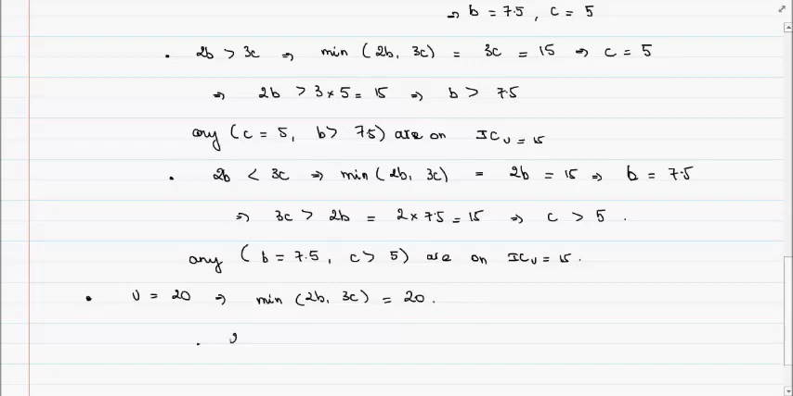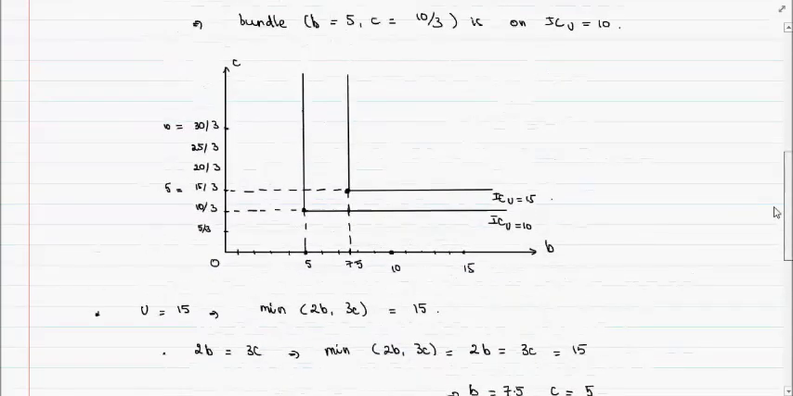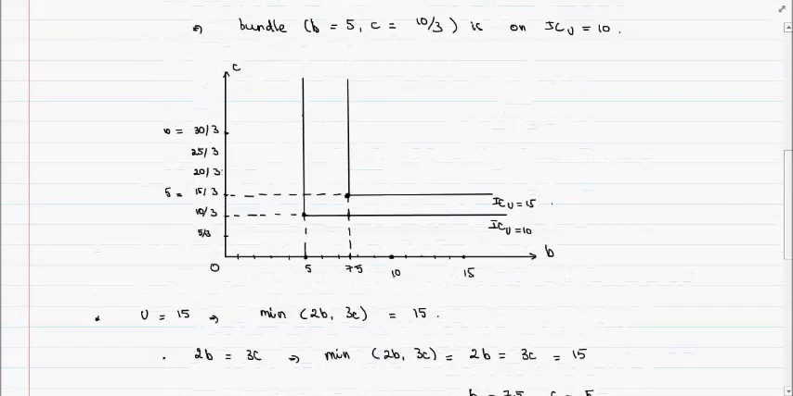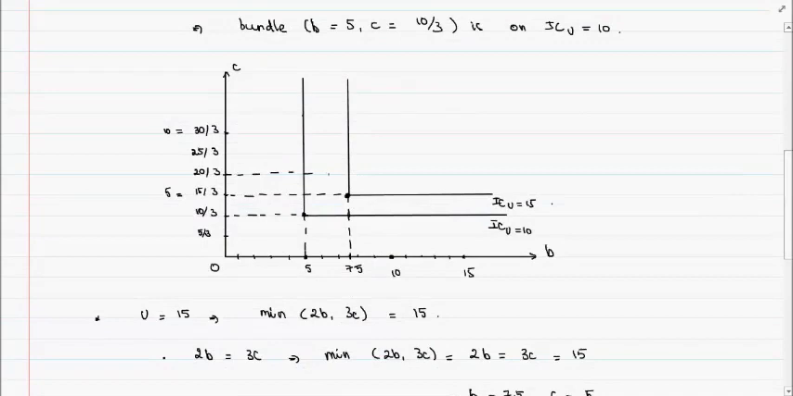And so if I equate 2B and 3C equal to 20, then I get B equal to 10 and C equal to 20 on 3. Okay, so that is B equal to 10 and 20 on 3 is here. In this case I'm going to do it quickly, so I'm not going to go through all the steps anymore. You can just follow exactly the same steps as what we did before. Okay, so we got the point.